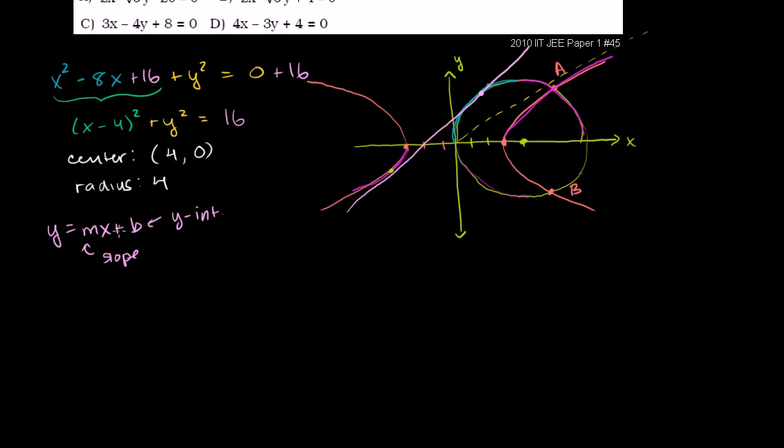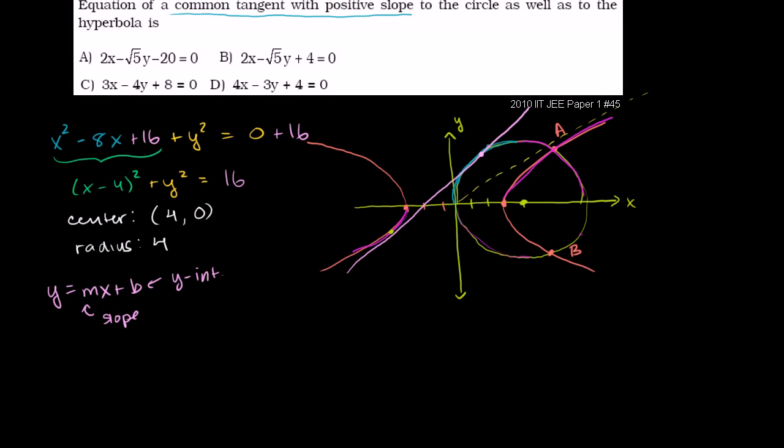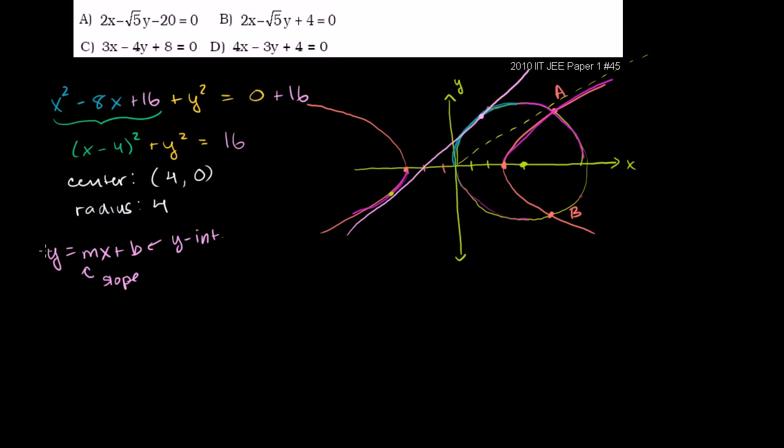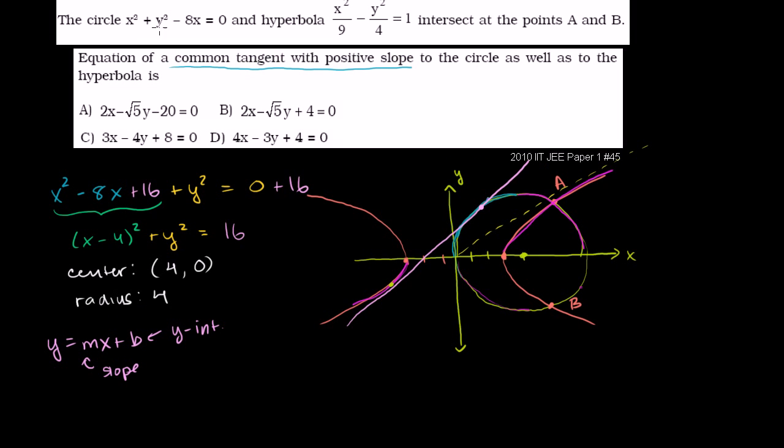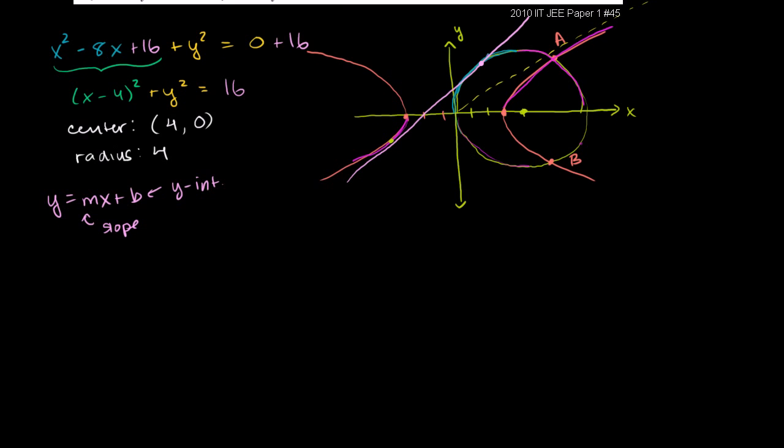So this is the line. What I want to do is figure out where this equation and the equation of the circle intersect. That's what we'll focus on in this video, and then we'll do the same thing for the hyperbola. So we have y is equal to mx plus b as the equation of the line. The circle, they give us the equation up here: x squared plus y squared minus 8x is equal to 0.